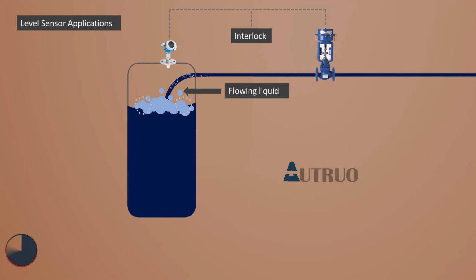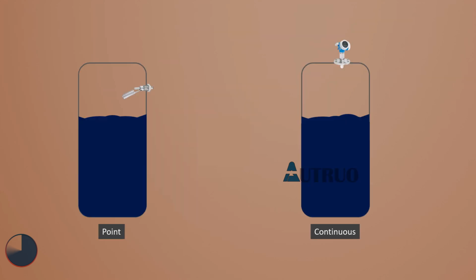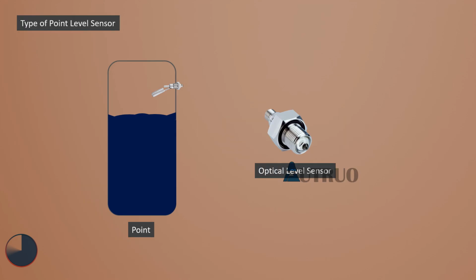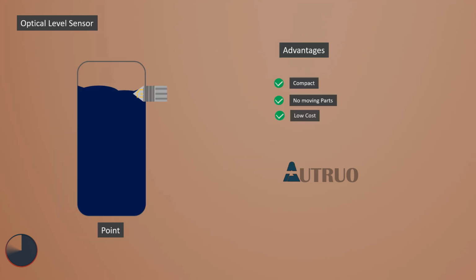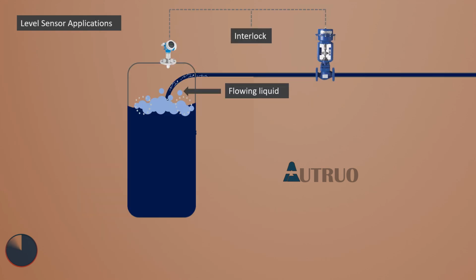Let's do a quick recap. We started off looking at point and continuous level measurements. We looked at the types of point and continuous level measurements. We also looked at the advantages and disadvantages of point and continuous level measurements. We ended off with its application in industries.